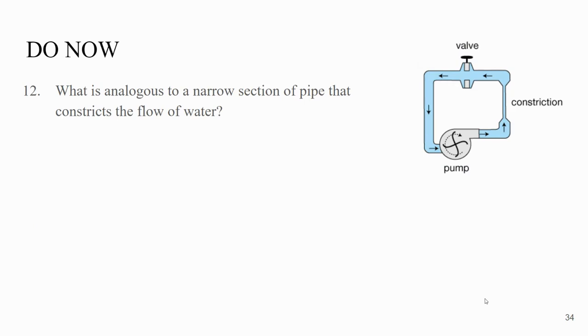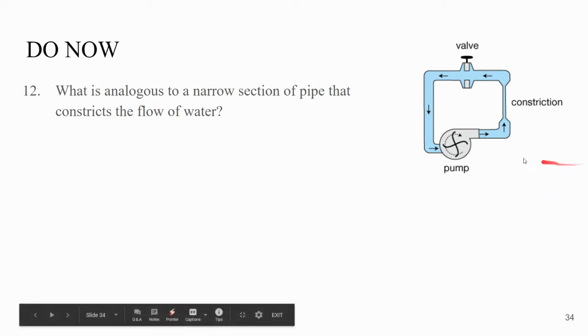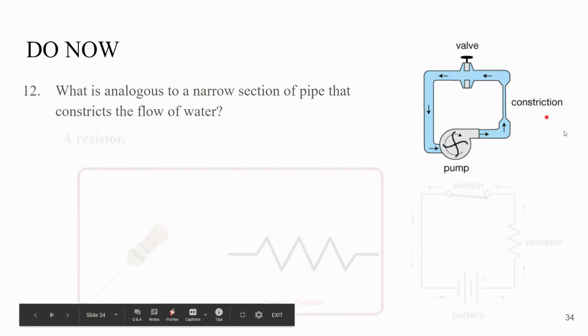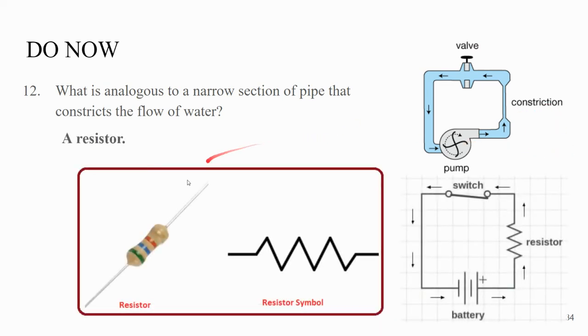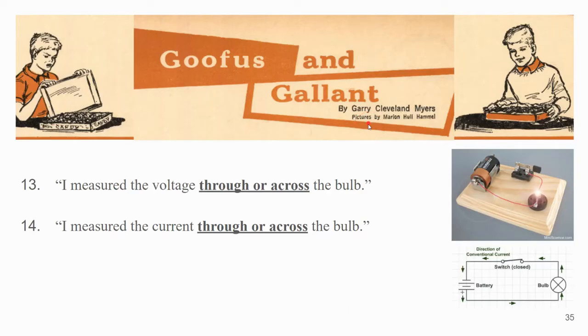So what is analogous to the narrow section of pipe that constricts the flow of water? Remember, we're using the water analogy very often in this chapter. This little narrow part is like a resistor. Here is an actual resistor, the kind you would use if you're playing around with circuits on a breadboard, the little typically green board that you plug the wires, resistors, batteries and things like that into. That's an actual resistor, and this is the symbol for a resistor. We'll be talking about resistors a lot today.